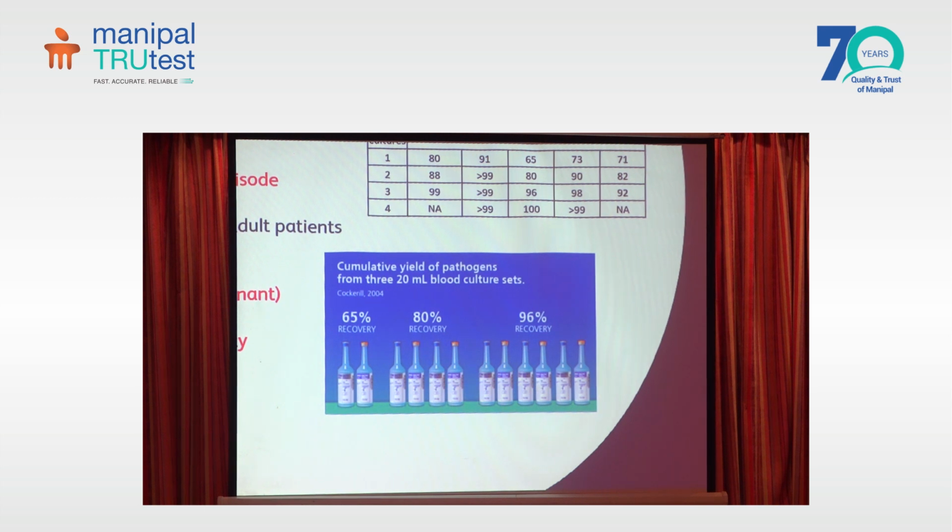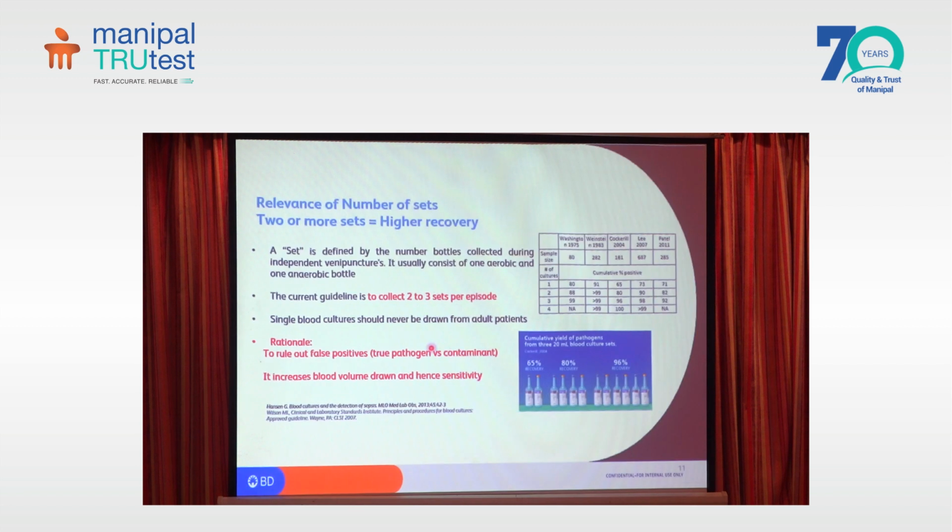Another significant aspect of doing 2 sets is to rule out false positivity. Sometimes there are issues which might be due to contaminants. So the number of sets will help you differentiate between a true pathogen and contaminants, and at the same time it increases the volume drawn, which increases the sensitivity as well.